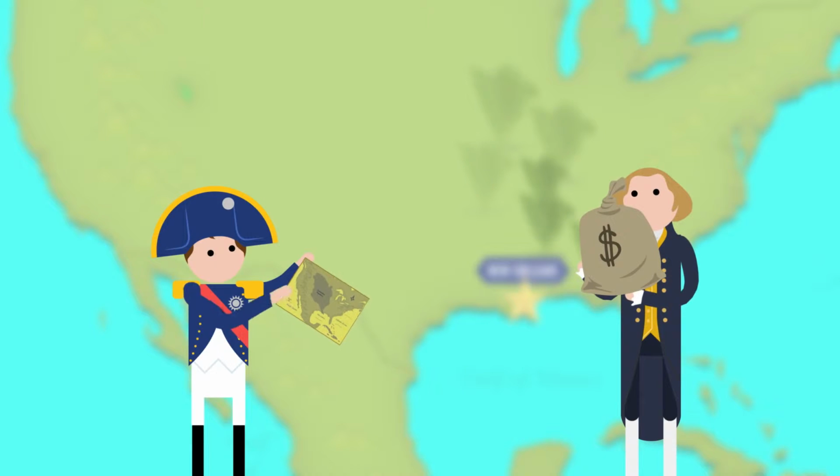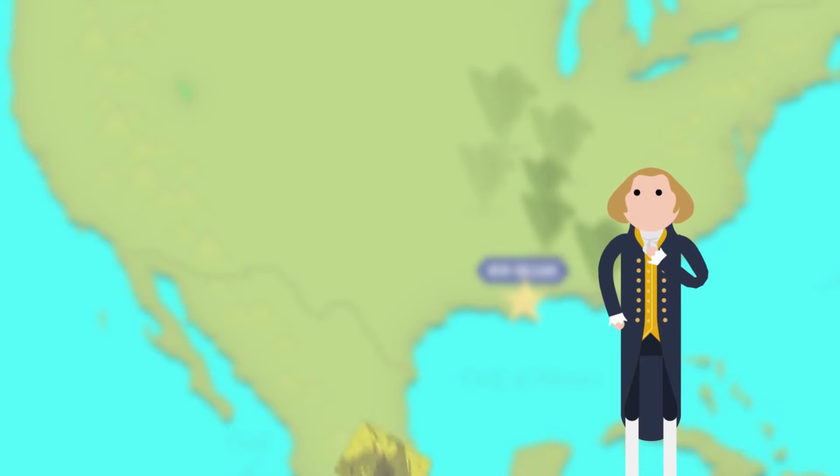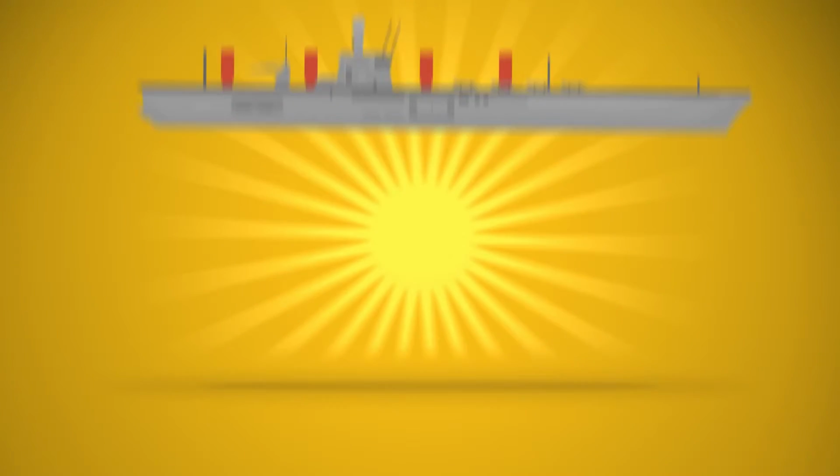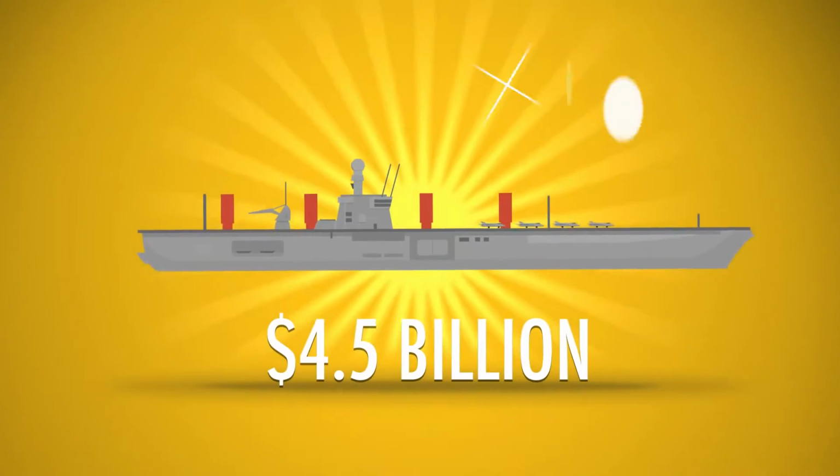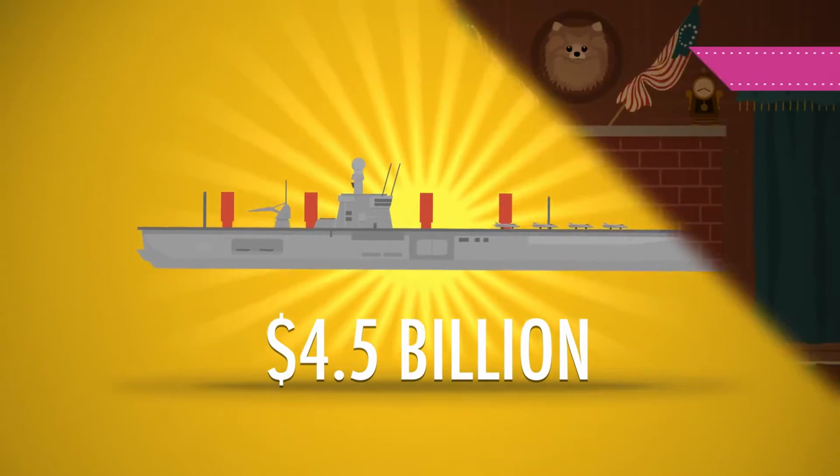Jefferson couldn't turn down that deal, so he bought the whole kit and caboodle for $15 million, which is worth about $250 million today. To put that into perspective, a new aircraft carrier costs about $4.5 billion, so he got a good deal. What's the problem with this?